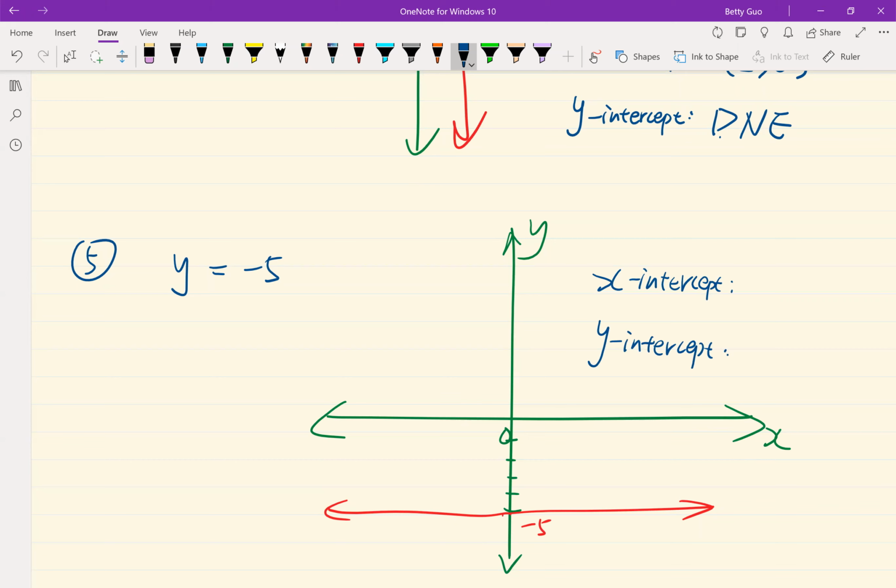X-intercept is the point where the straight line intersects the x-axis. Do they intersect? No. You see they are parallel, right? So the x-intercept does not exist. What about the y-intercept? Y-intercept is the intersection of the straight line and the y-axis. What's the y-intercept? This point, right? 0, -5.